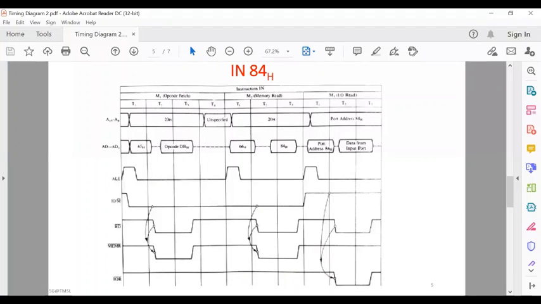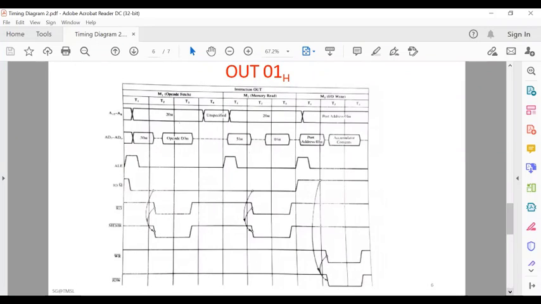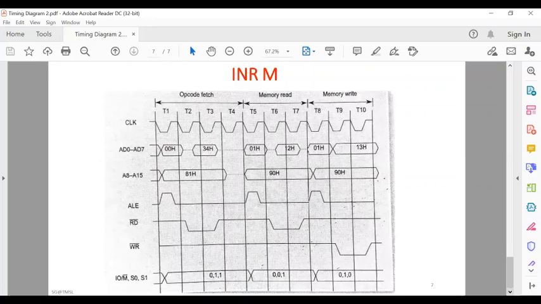Okay, there is an IN instruction, so I will not discuss the IN instruction here. You need to understand it by examining it yourself. I will load it in Google Classroom. If you have any confusion, you can ask me the next day. Next is INR M. So IN and OUT must be cleared by yourself. If you have any confusion, you can ask me the next day. But try to understand it.